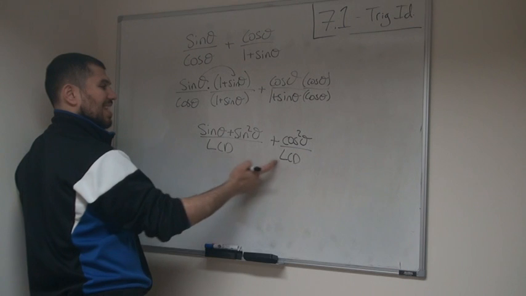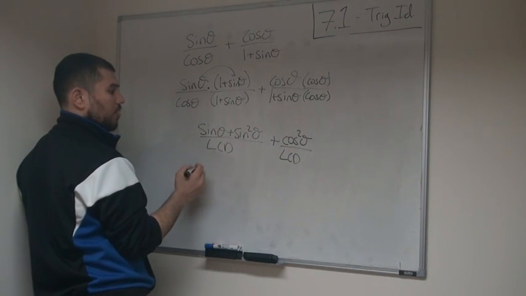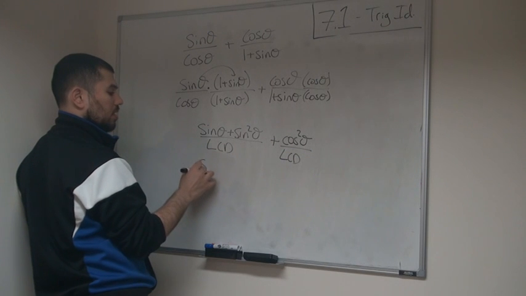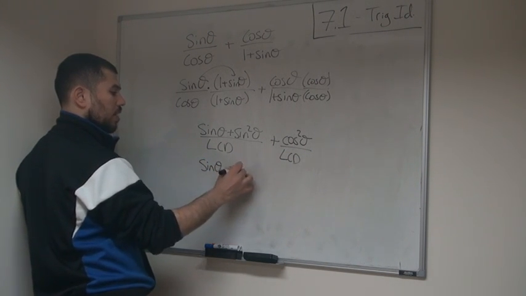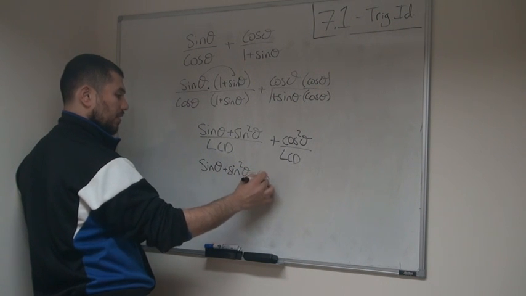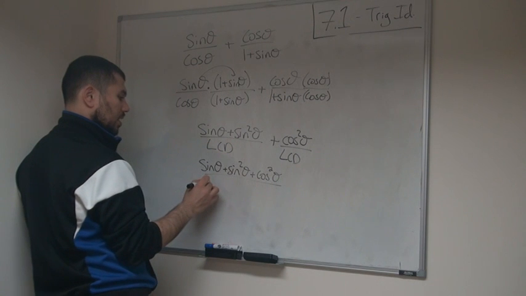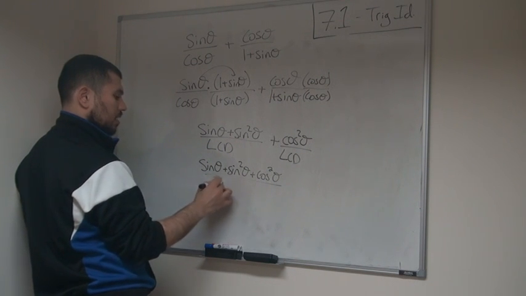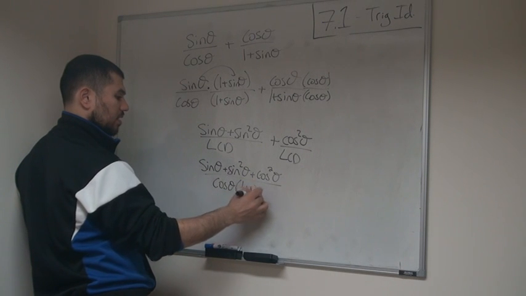Then we have the same LCD, cosine times 1 plus sine. So let's add the numerators now that we have the same LCD. I get sine theta plus sine squared theta plus cosine squared theta, divided by cosine theta times 1 plus the sine of theta.